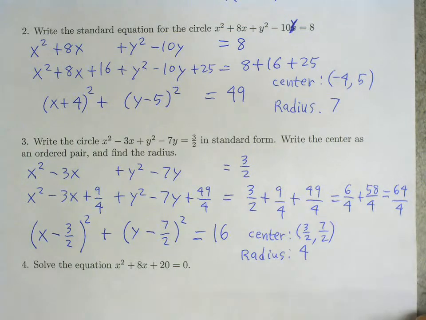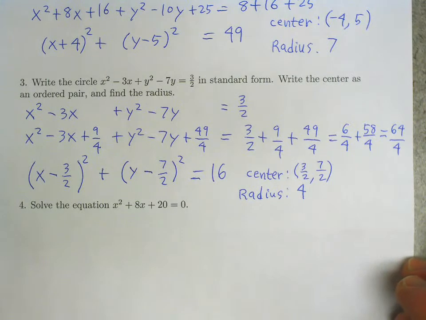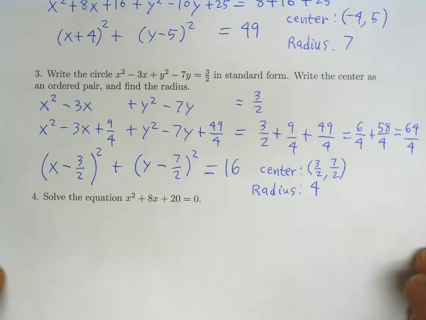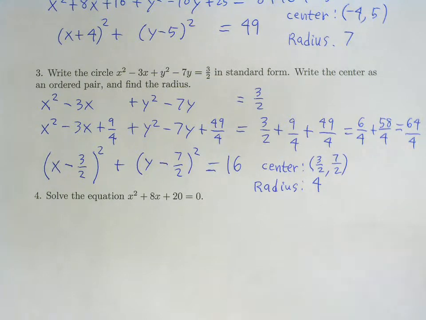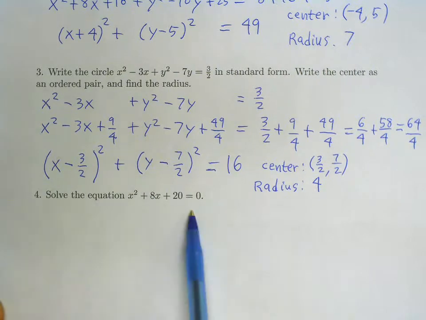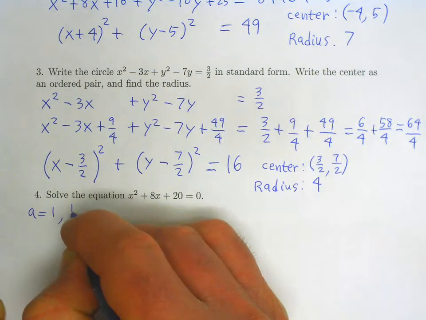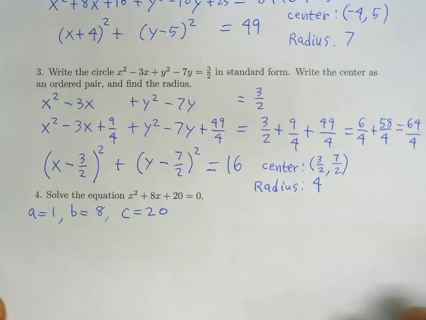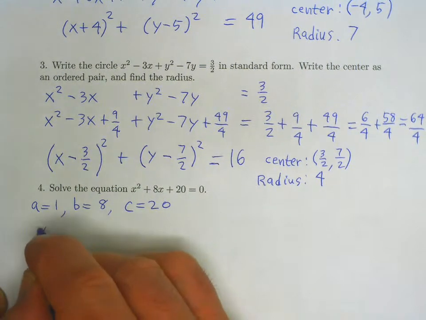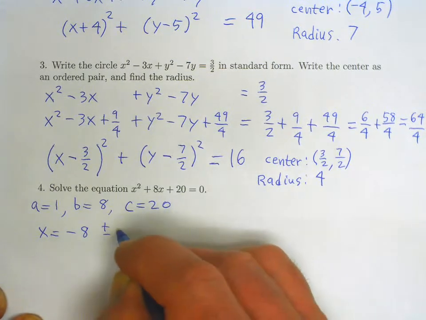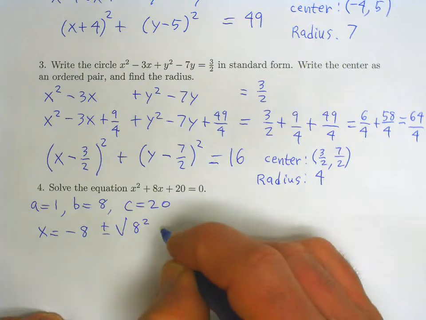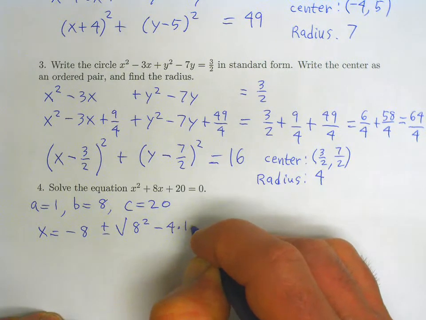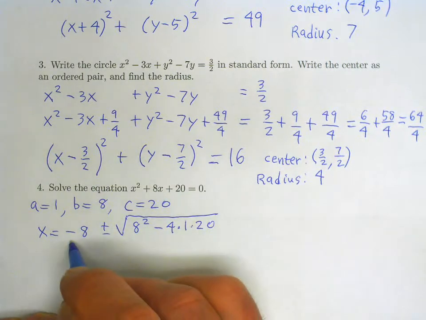Okay, and the next problem, number 4, solve the equation x squared plus 8x plus 20 equals 0. Okay, so x squared plus 8x plus 20 equals 0. Well, let's use the quadratic formula on this one, where a is 1, b is 8, c is 20. Okay, so x equals -8 plus and minus the square root of 8 to the second minus 4 times 1 times 20, all divided by 2 times 1.